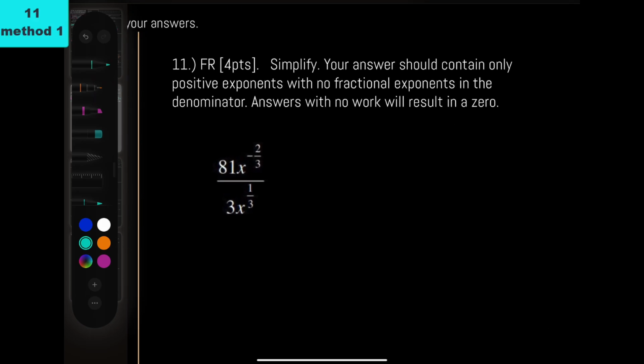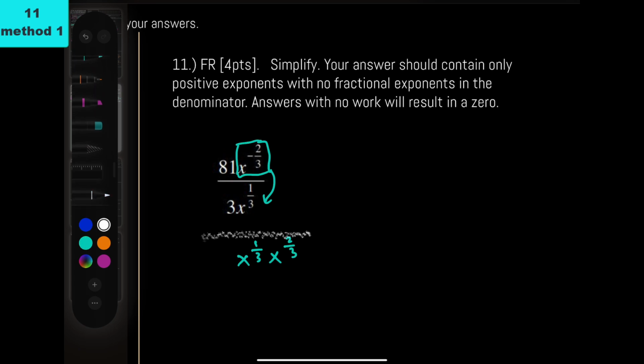Okay, number 11. Simplify. Your answers should only contain positive exponents with no fractional exponents in the denominator. Answers with no work will result in a 0. First thing I see is a negative. You can bring that one down. So I'm going to have in the denominator x to the 1/3 and x to the 2/3.